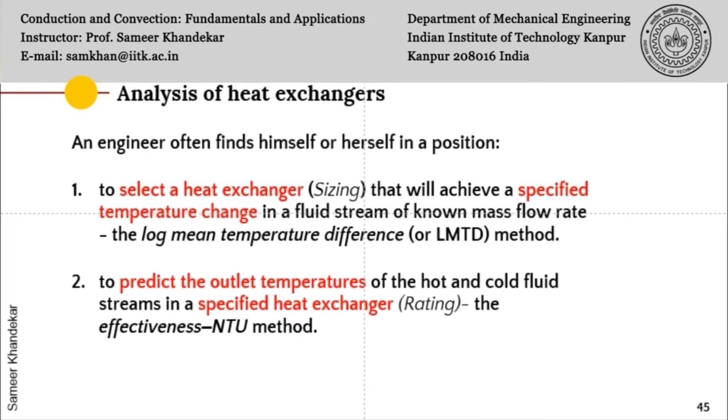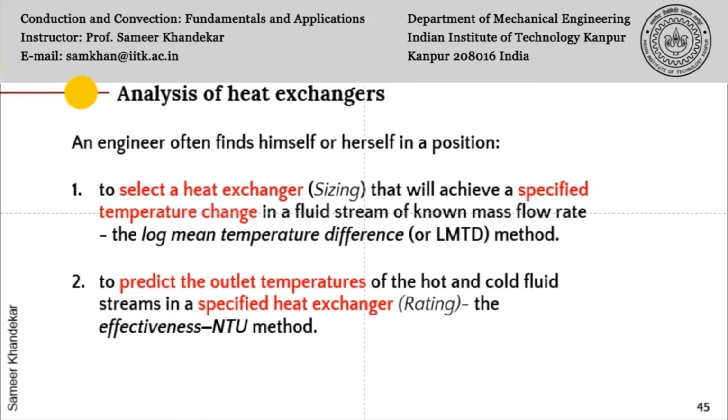Such problems are called sizing problems, wherein you select a heat exchanger that will achieve a specified temperature change. That means the delta T of the hot fluid or the cold fluid, whatever is the objective function, is specified to you. The client wants a particular delta T. He knows at what temperature the fluid comes out of a system, and wants it to cool down to a certain temperature range, and therefore you have to do a sizing problem.